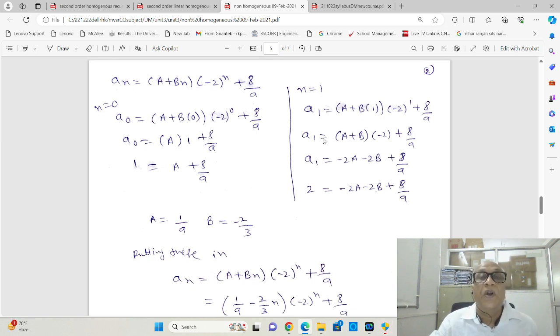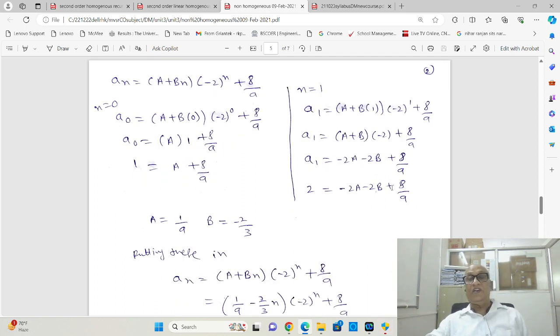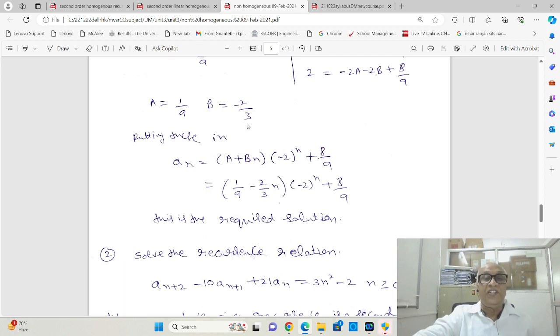we'll be substituting n with 1 and k with -2. After calculation, we get the value of a as 1 by 9 and the value of b as -2 by 3. We put this in our general solution, a plus bn times minus 2 to the power of n plus 8 by 9. So the solution is 1 by 9 minus 2 by 3 n times minus 2 to the power of n plus 8 by 9. So this is our required solution.